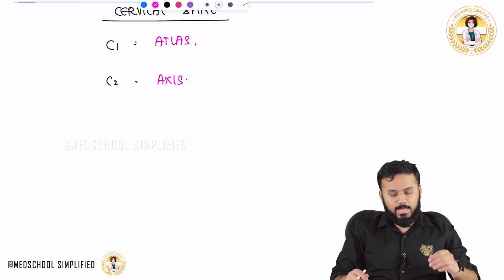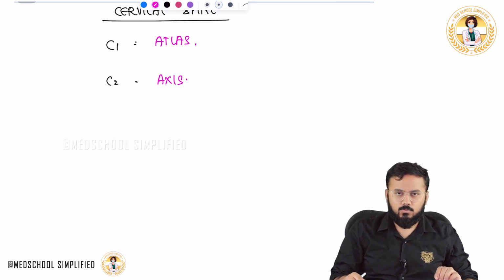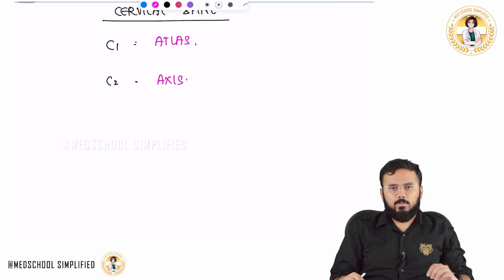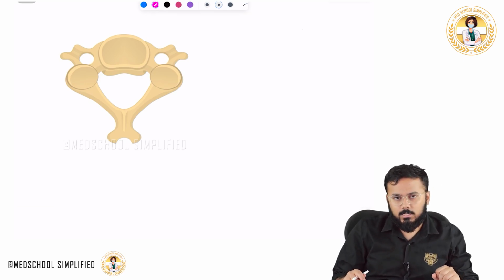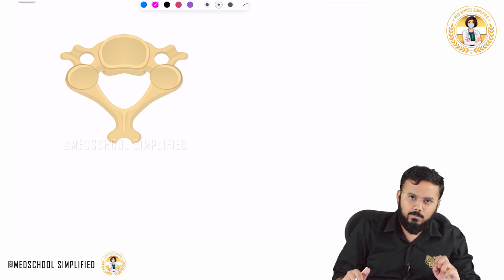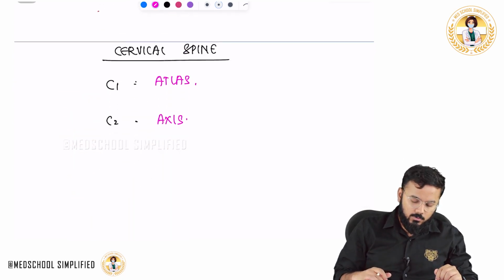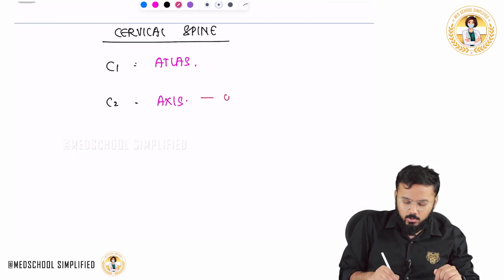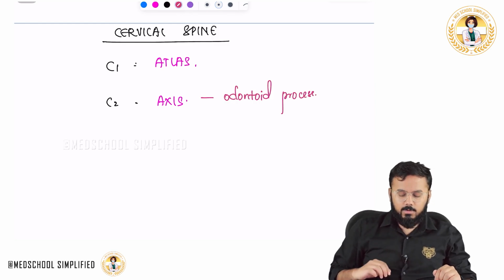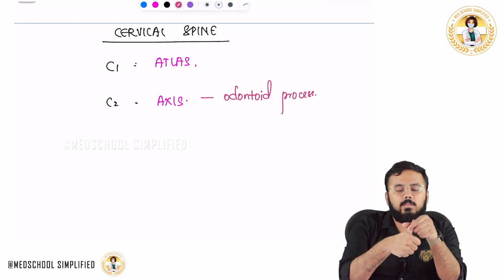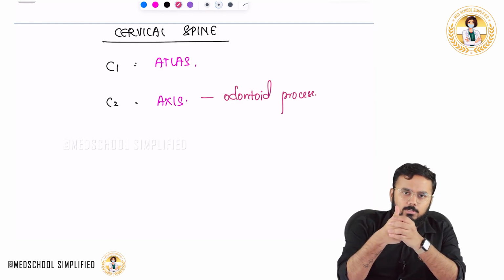Now when it comes to the characteristic features of atlas and axis, what are the important features which you would see? The first important feature is that this bone which you can see is called your atlas. It does not have any odontoid process, so that is why it is not called axis. For axis, we have got the odontoid process. If you look at the axis bone, it has a small process like this. This is called the odontoid process.